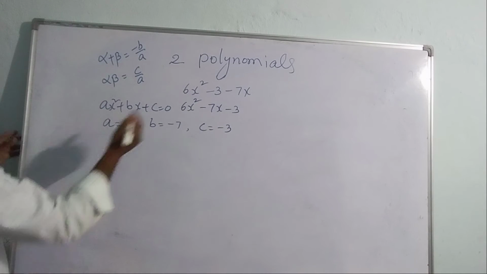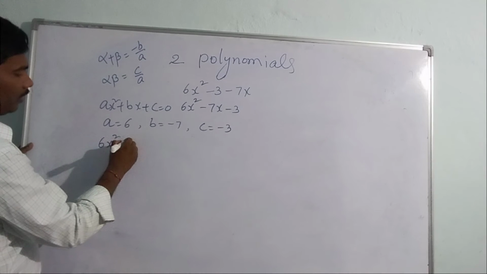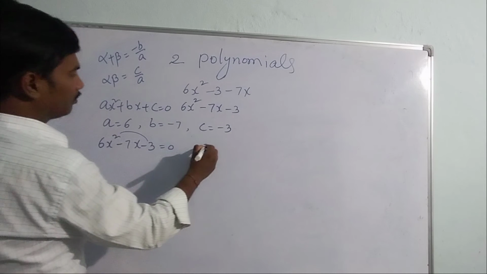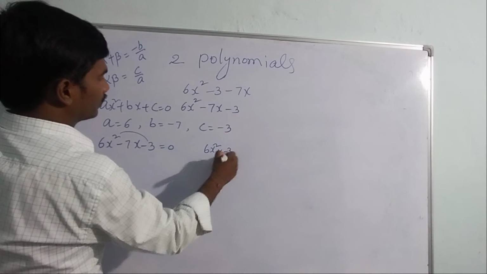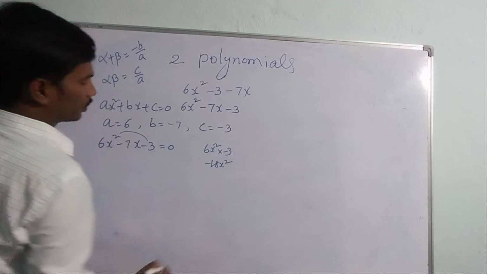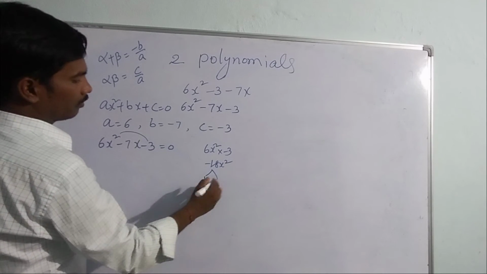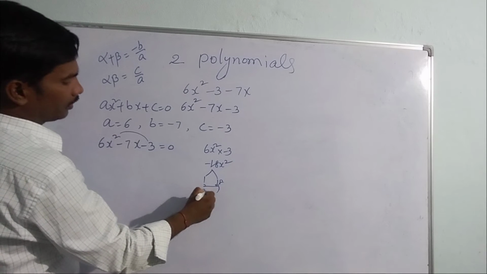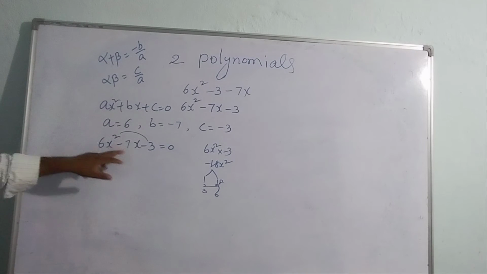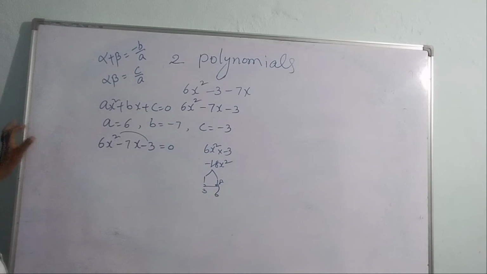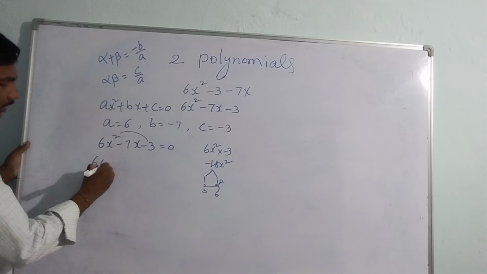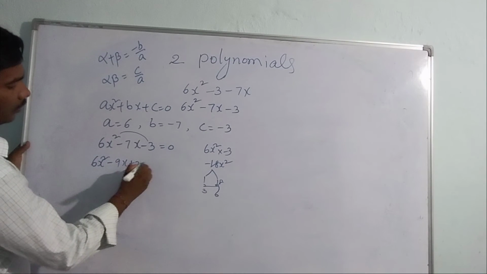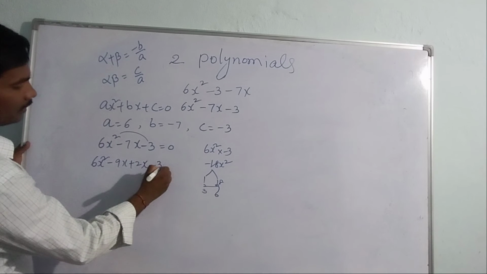Now, middle term split: 6x square minus 7x minus 3 is equal to 0. First multiply the first and last term, 6x square into minus 3, so minus 18x square. And factors of this 18: 1 18s are, 2 9s are and 3 6s are. Now which two factors are helpful to split this middle term? 6x square minus 9x plus 2x. Minus 9 plus 2 is equal to minus 7.